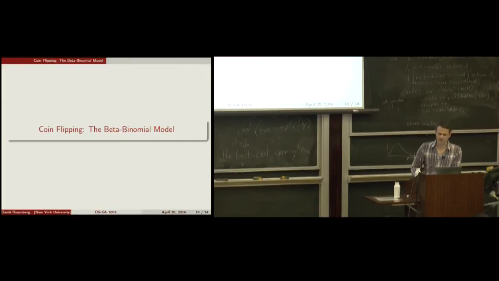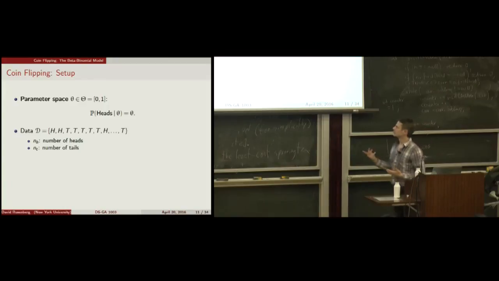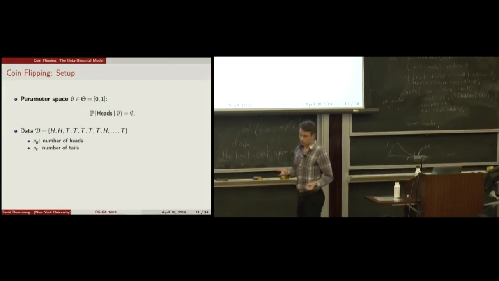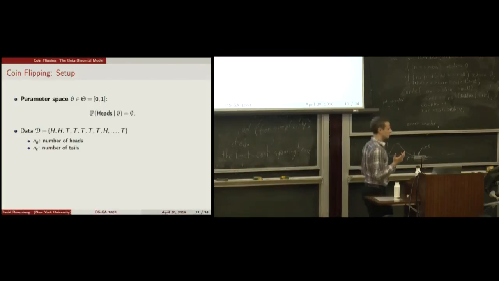Let's just take a specific example. Coin flipping model. The parameter is theta, the probability of heads, and theta is in the interval 0, 1. The parameter space is the interval 0, 1. We observe data, a sequence of coin flips of heads and tails. We'll assume that the coin flips are IID, and we can summarize them with the number of heads and the number of tails. We'll write that n sub h and n sub t.